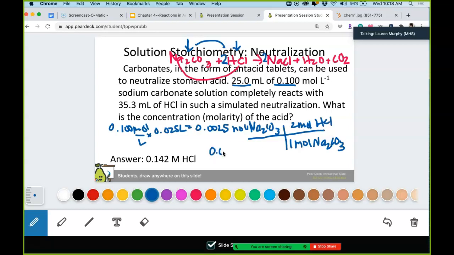So I have 0.005 moles of HCl. Molarity is moles per liter, so per 0.0353 liters.